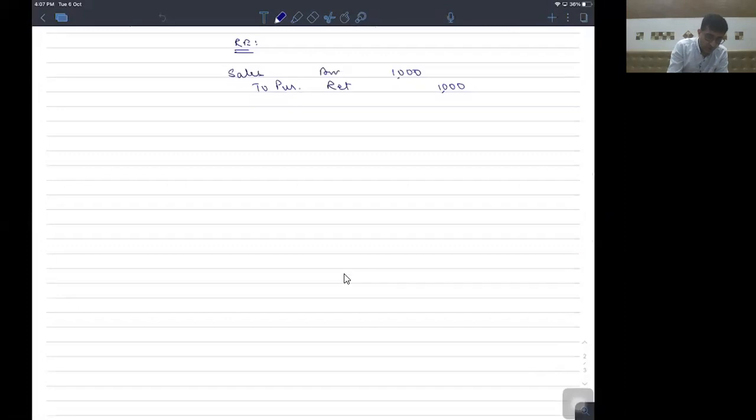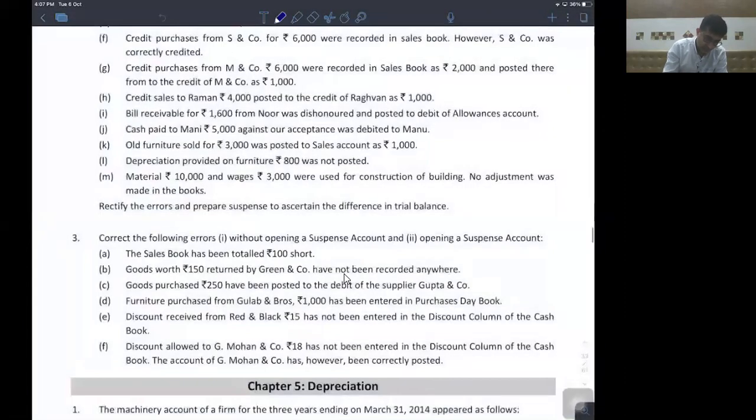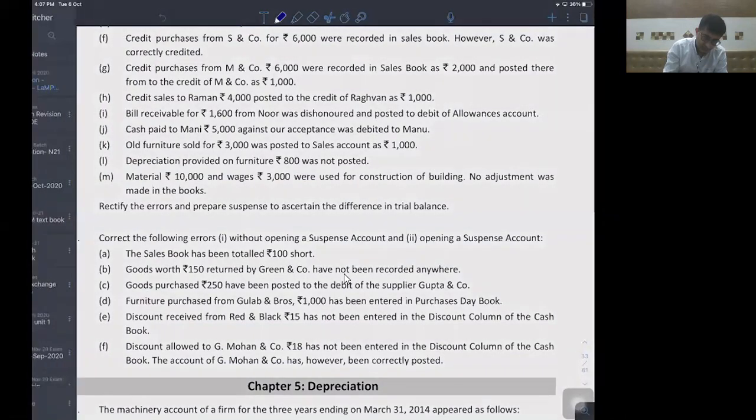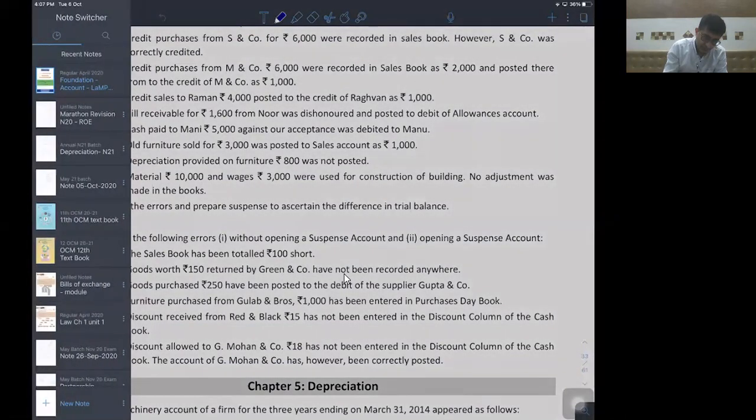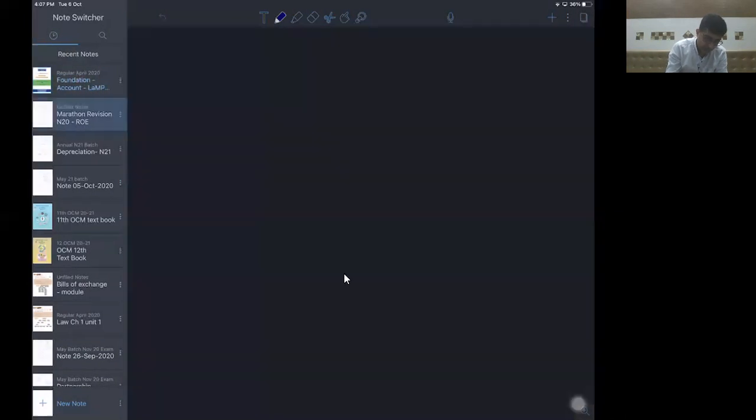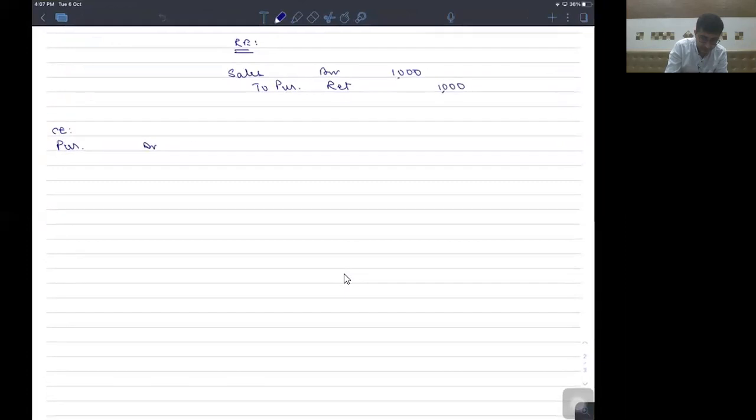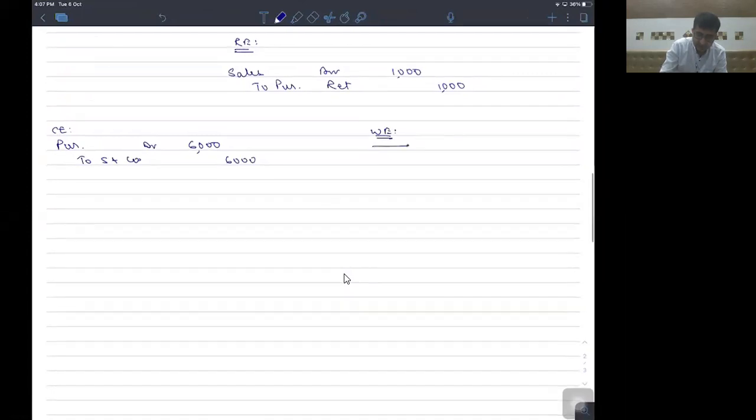My correct entry should have been what? Purchase debit 6,000 to SN company 6,000. My wrong entry is no debit, क्योंकि सेल्स बुक में रिकॉर्ड किया मतलब सेल्स को क्रेडिट होगा. एसएन कंपनी को भी तुमने क्रेडिट दे दिया.